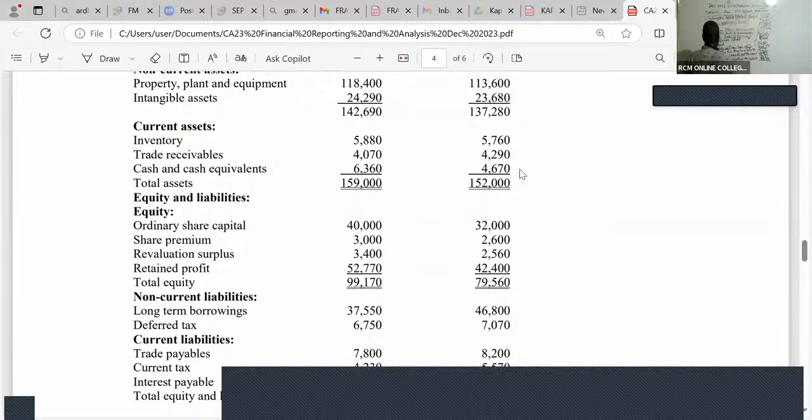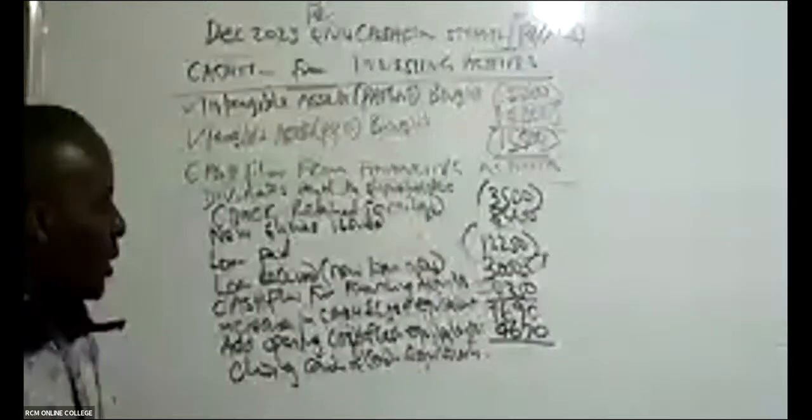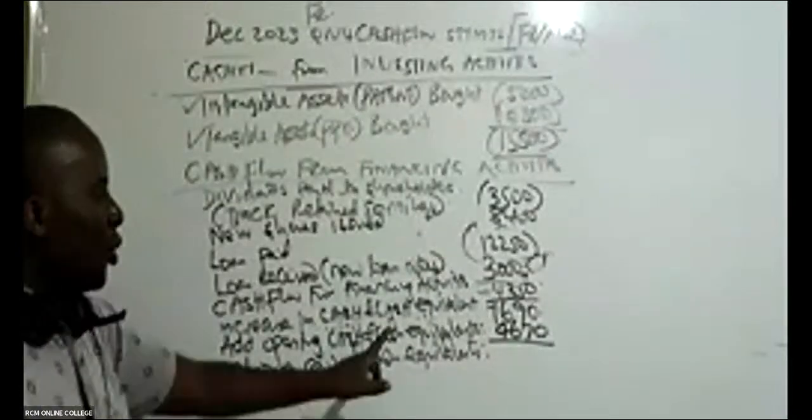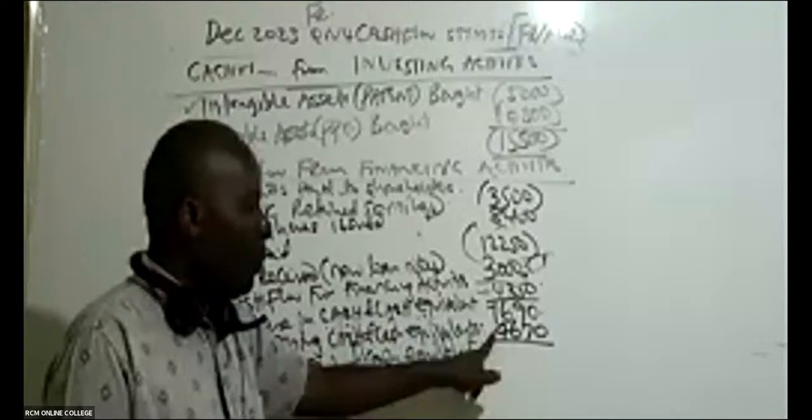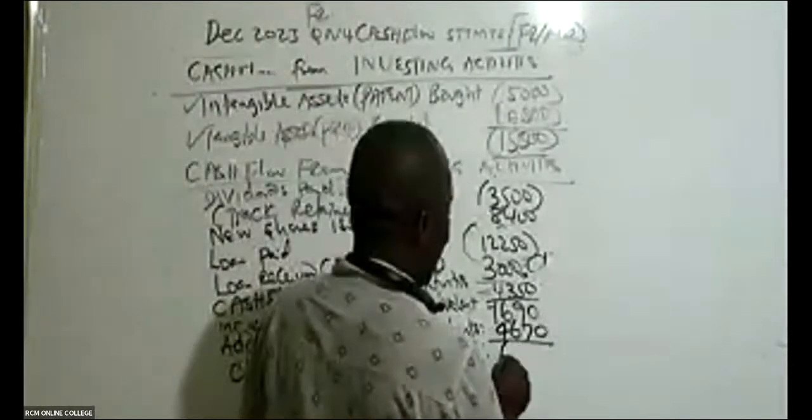And when you add, then you should be able to get closing cash and cash equivalents. Can somebody in this case here give me this closing cash and cash equivalents? So you take this increase plus the opening. So you're getting 6360. Is it balancing?